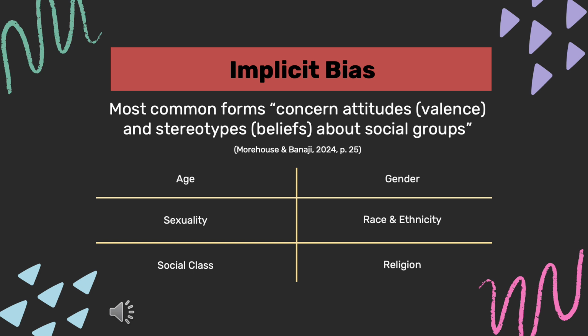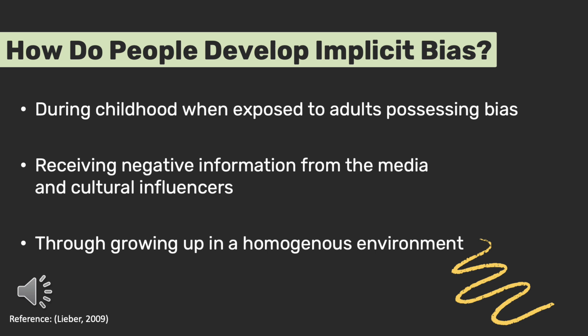Implicit biases typically form in regards to social groups. Examples of social groups include age, gender, sexuality, race, ethnicity, social class, and religion, just to name a few. Implicit bias can be developed at a very young age. Here are some examples of how someone could form an unconscious negative association: through exposure to adults who possess a particular bias, through receiving negative information from the media and cultural influencers, or through growing up in a homogeneous environment.